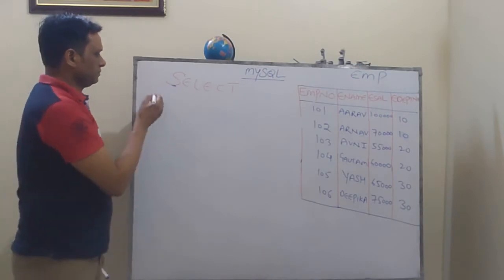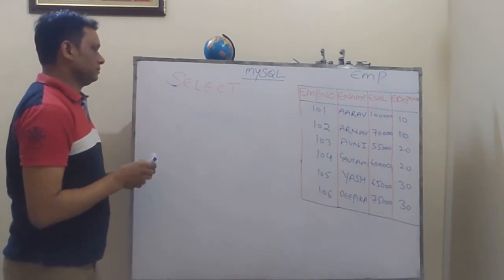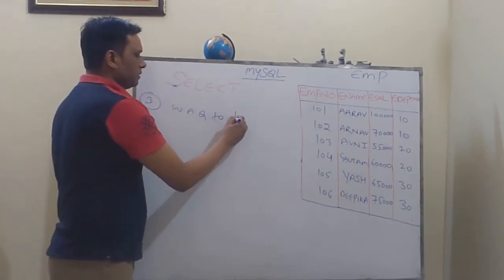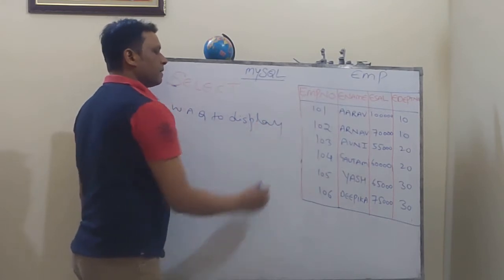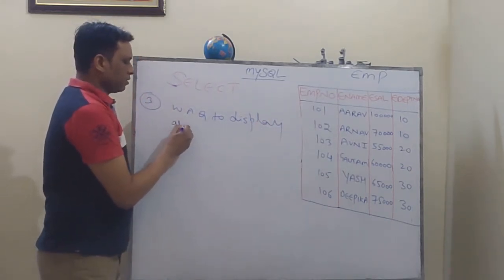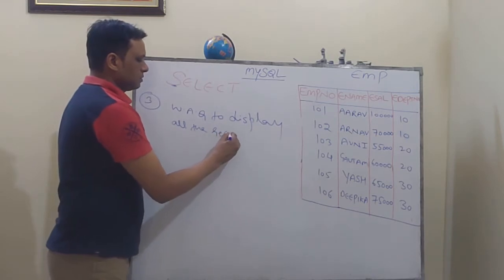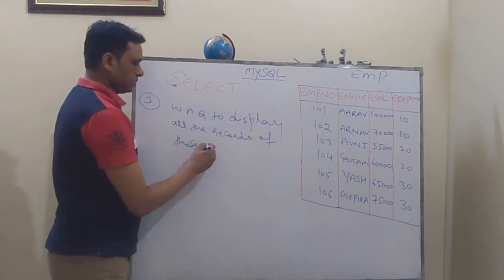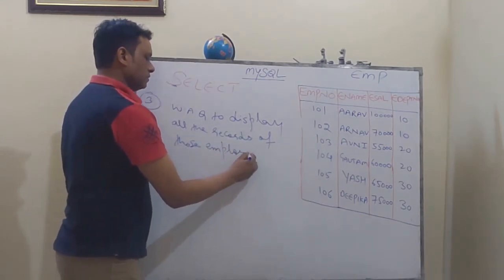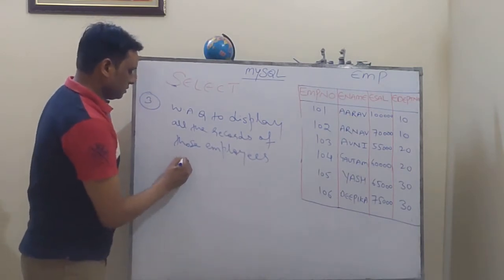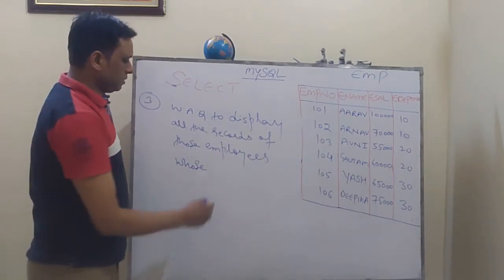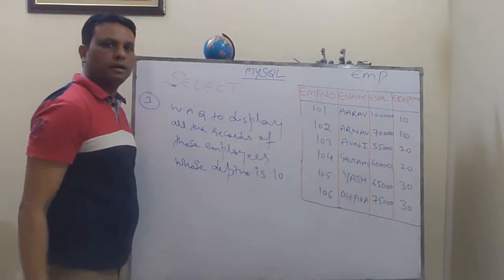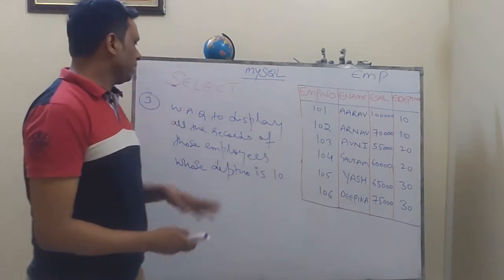Next query is query number 3. Write a query to display all the records of those employees whose department number is 10. What we have to do in this? We have to display all the records.